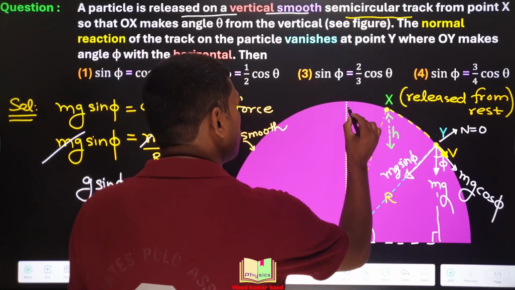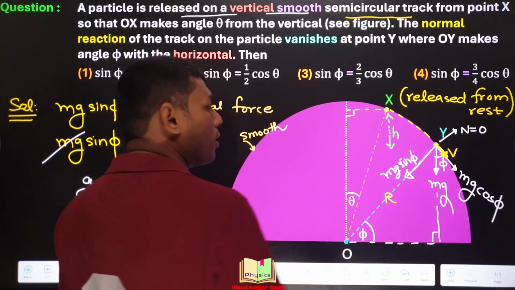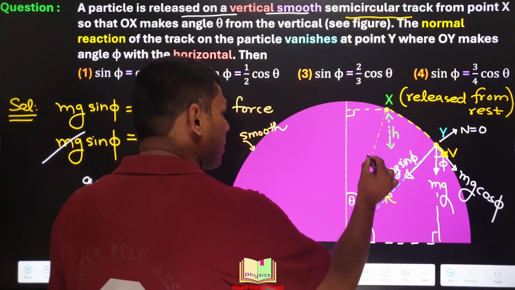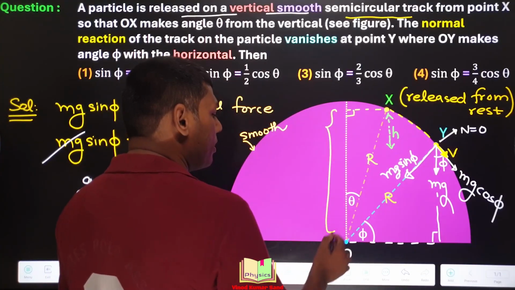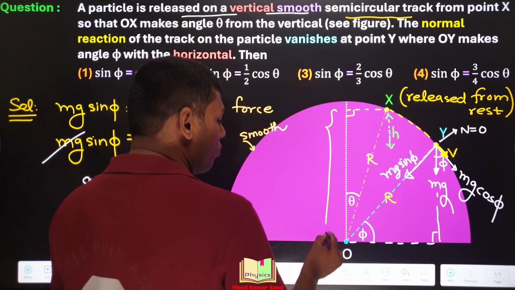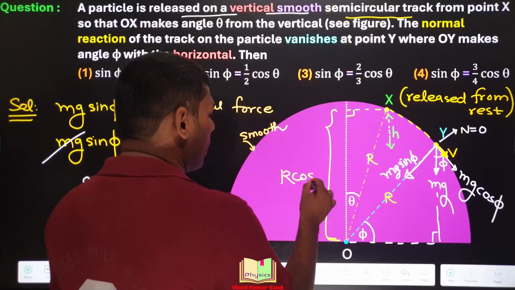For finding that h, we do some construction here. From point x, we draw a perpendicular like this. This radius is also r. This angle is theta. Anyone can tell this length. This length would be equal to r cos theta. Agree with it?